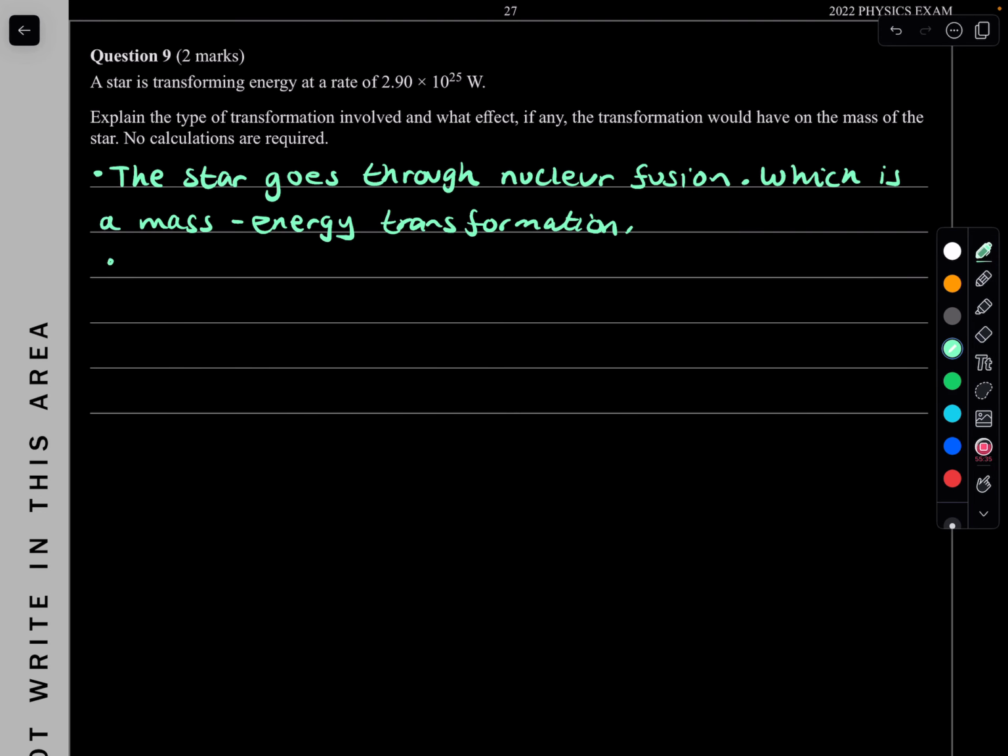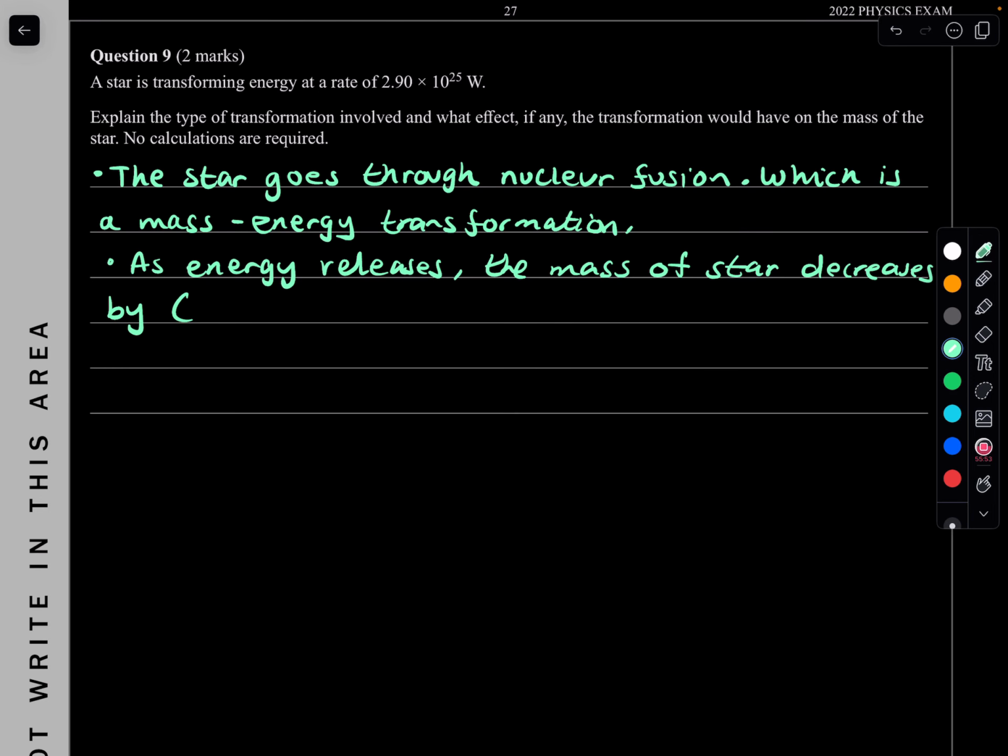Basically, as the energy releases, the mass of the star decreases by E = mc², Einstein's famous formula. I think that's all you need, because it's 2 marks.